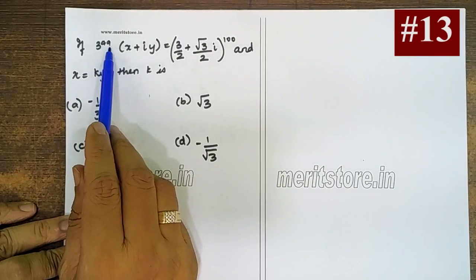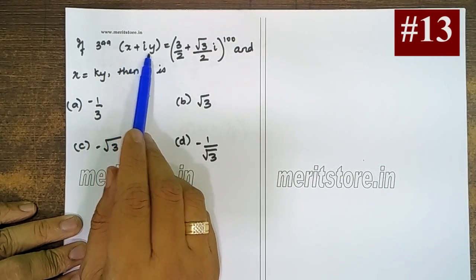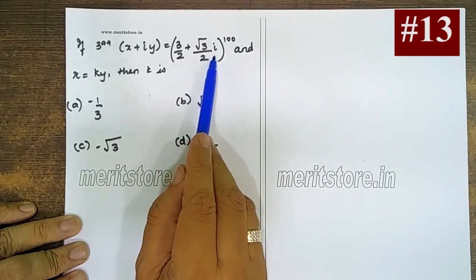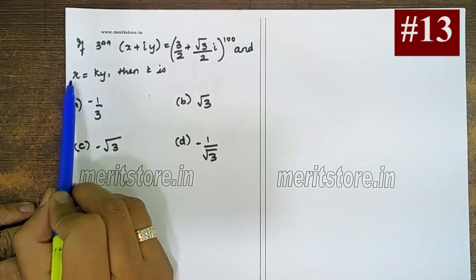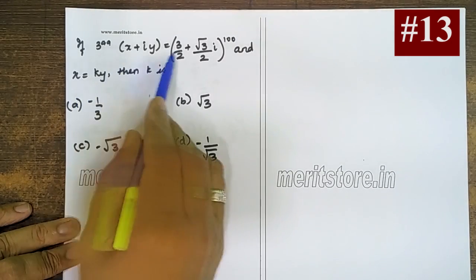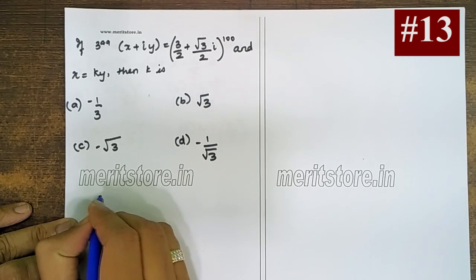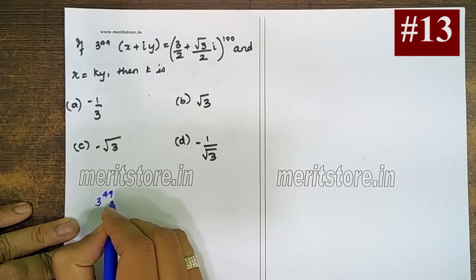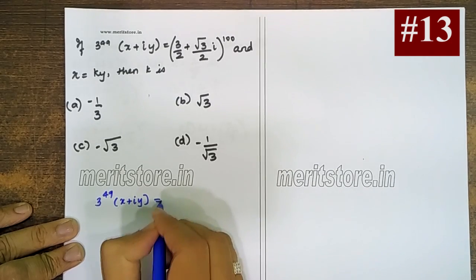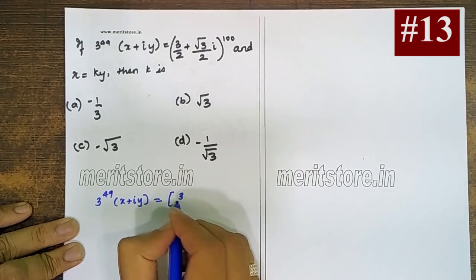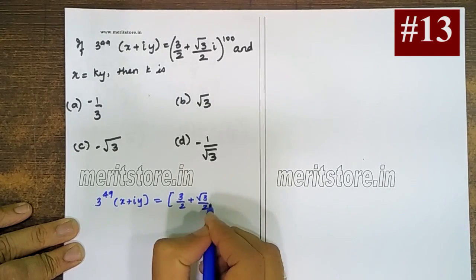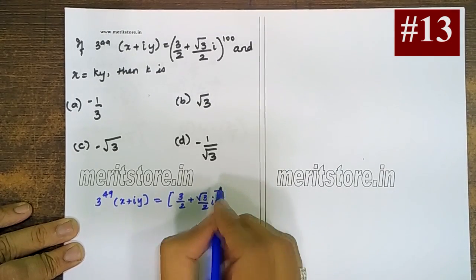If 3 raised to 49 into x plus iy is equal to 3 by 2 plus root 3 by 2 I, the whole raised to 100, and x is equal to ky, then k is equal to. Now we'll start with the given condition, that is 3 raised to 49 into x plus iy is equal to 3 by 2 plus root 3 by 2 I complete raised to 100.